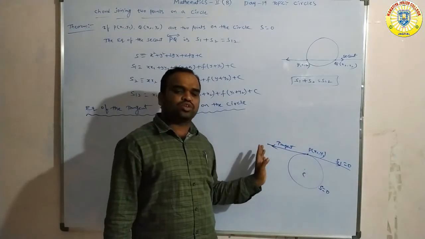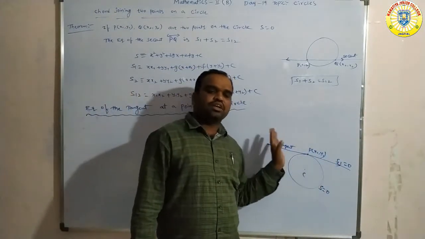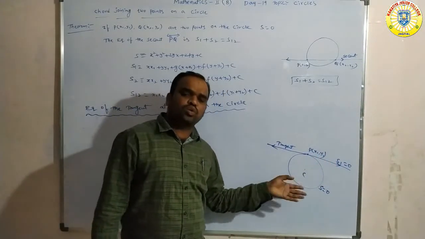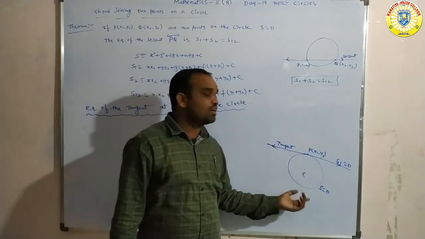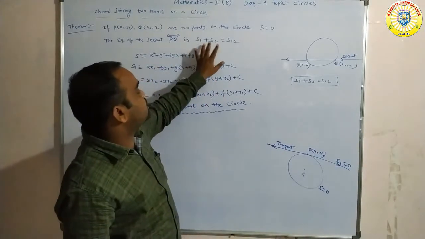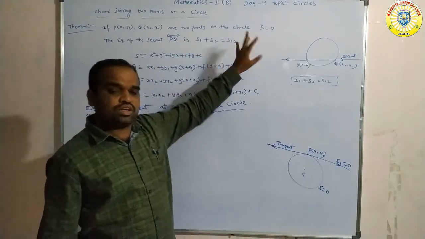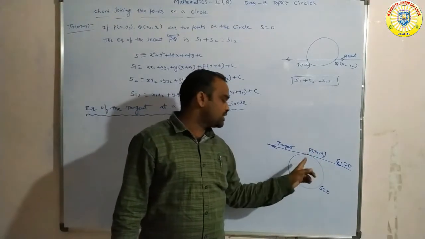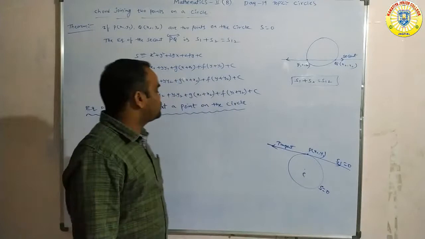A line that passes through one point on the circle is called which one, sir? Tangent. A line that passes through two points on the circle is nothing but a secant. The equation of the secant is nothing but S1 plus S2 is equal to S12. Okay, now the equation of the tangent at the point P is nothing but S1 is equal to 0.